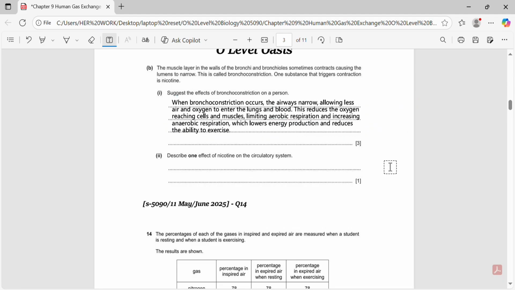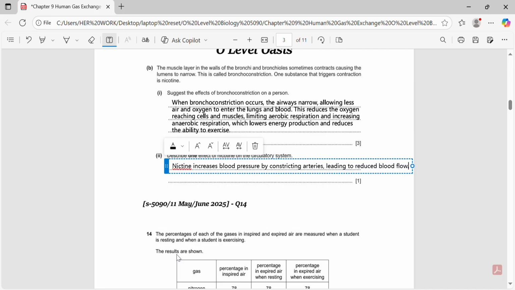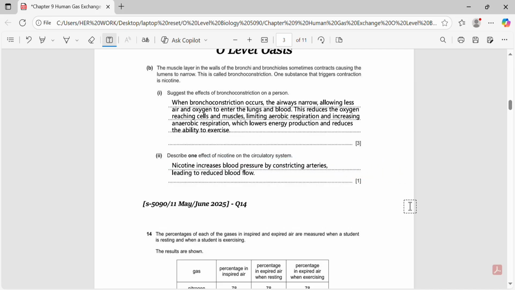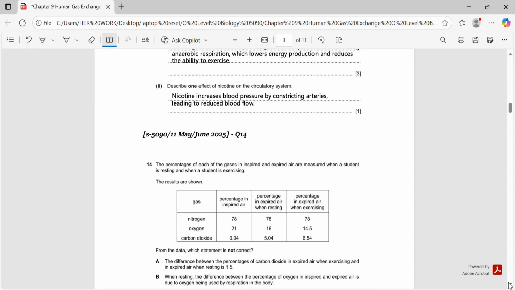Then, the next part asks, describe one effect of nicotine on the circulatory system. Here we will write, nicotine increases blood pressure by constricting arteries, leading to reduced blood flow. It also promotes atherosclerosis, increases blood clotting, and raises heart rate, putting extra strain on the heart and increasing the risk of cardiovascular diseases.